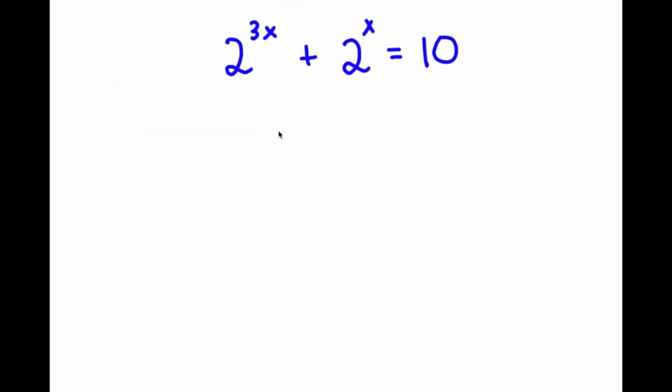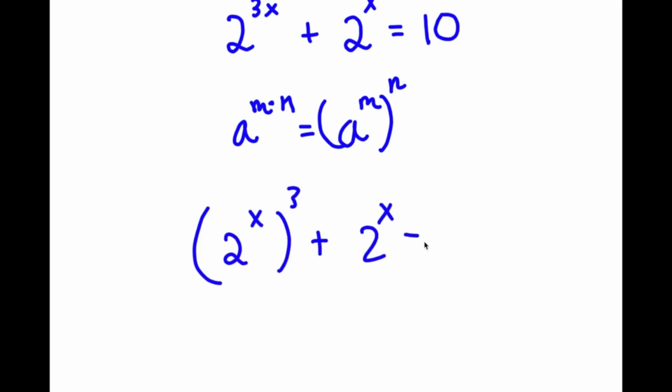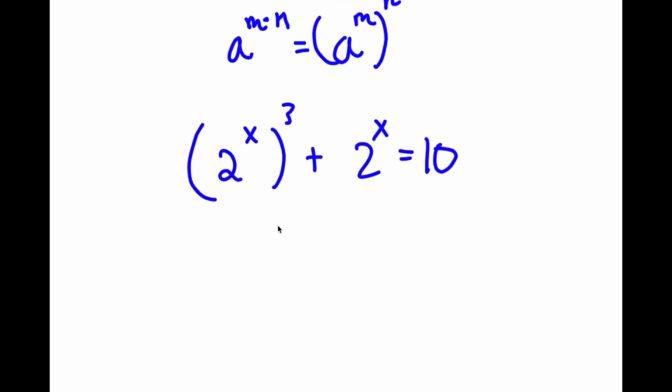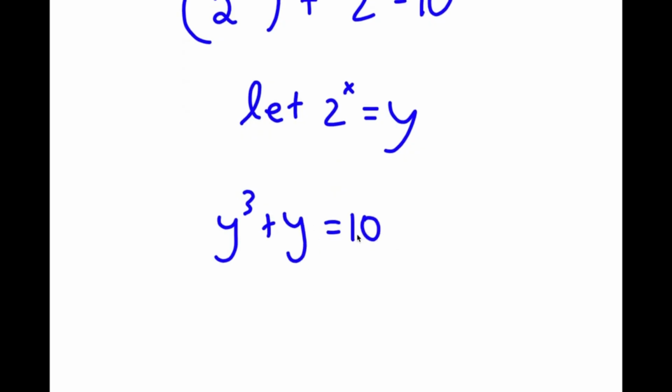All right, so in this problem, I have 2 to the power of 3x plus 2 to the power of x is equal to 10. So first off, if I have something in the form a to the power of m times n, this is equal to a to the power of m to the power of n. So 2 to the power of 3x, that's going to equal 2 to the power of x to the power of 3. So I have this plus 2 to the power of x is equal to 10. Now I'm going to let 2 to the power of x equal to the variable y. So now I have y to the power of 3 plus y is equal to 10.